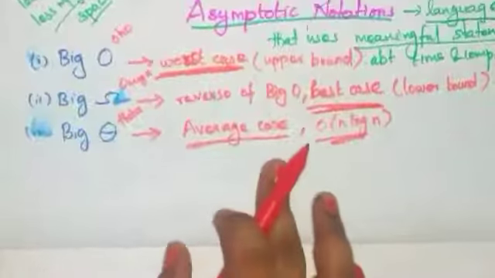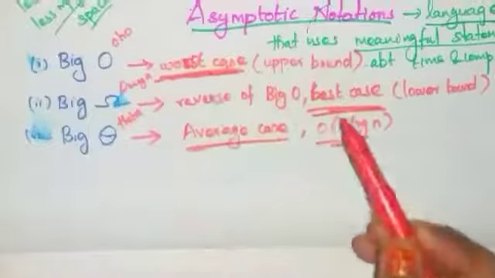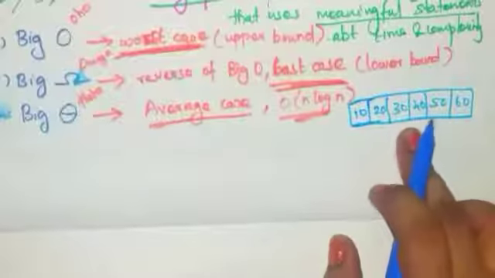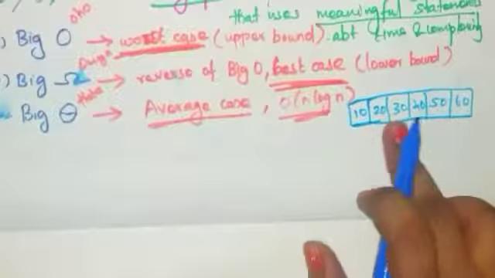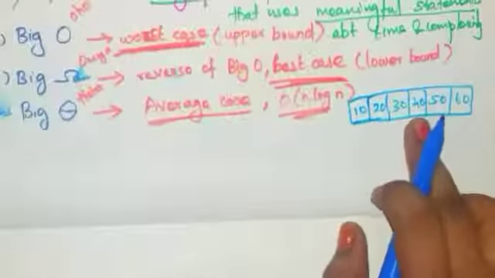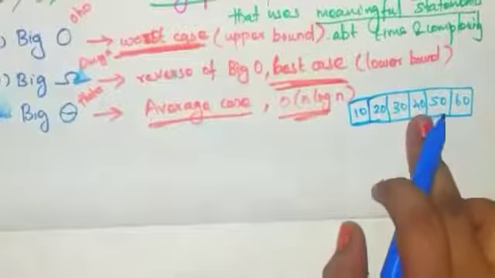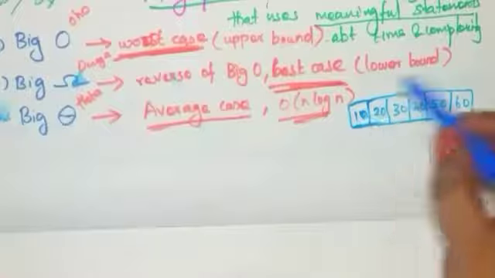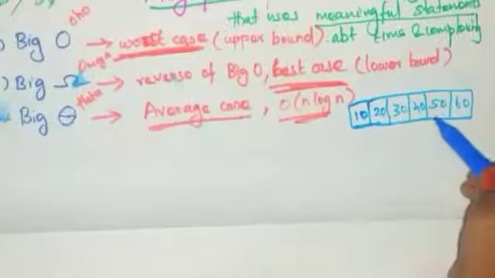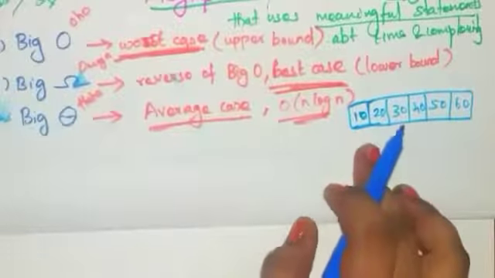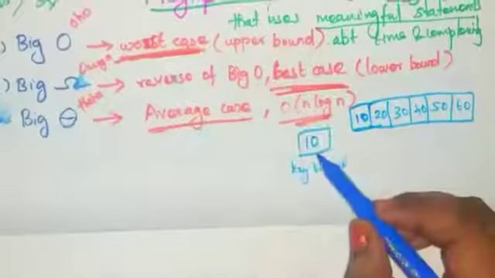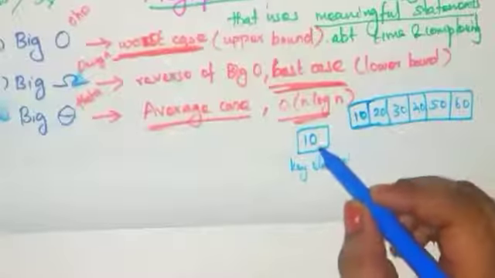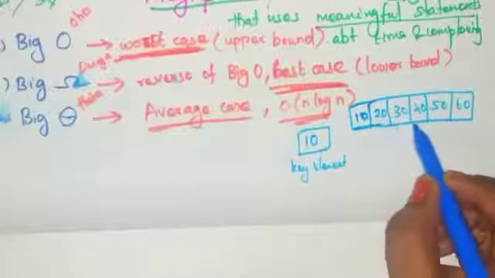Now let us see an example of worst case, best case and average case efficiency of an algorithm. Let us assume a list of numbers stored in an array. What do you mean by array? An array is a collection of homogeneous elements. This is the first element, second, third, fourth, fifth, sixth. If you want to search a particular number, say 10, in the list, you compare that number with each element in the list.